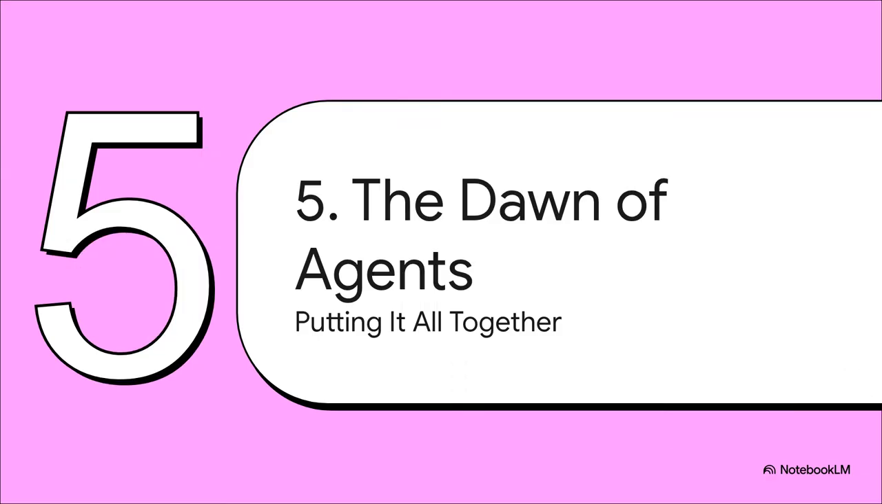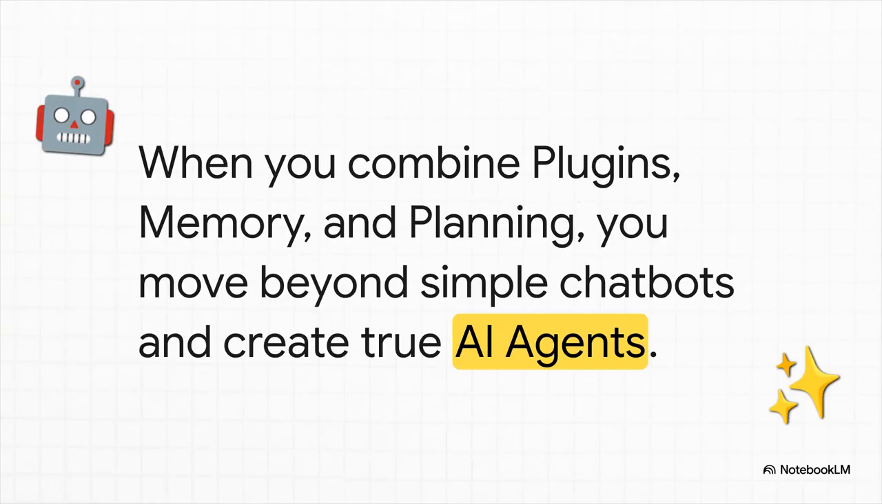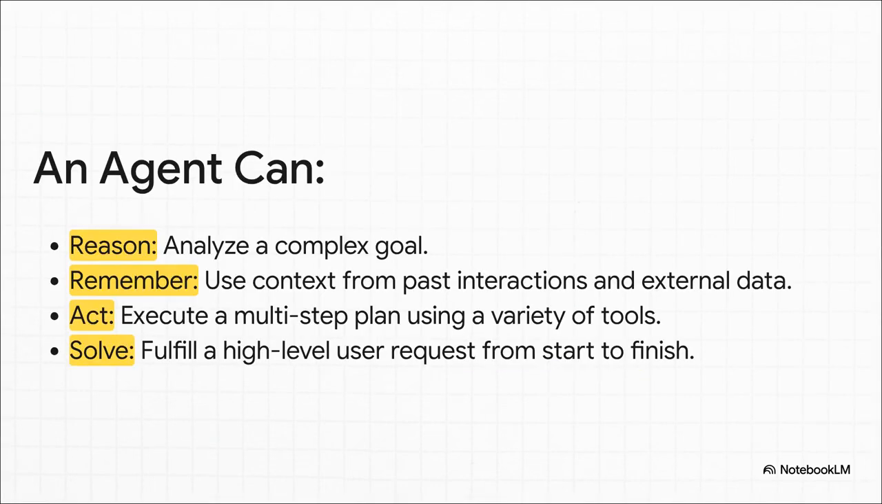Okay, so let's put it all together. We have plugins, which are the hands. We have memory, which provides the facts. And we have the planner, which is the brain. So, what happens when all of these things work in harmony? What you get is something way, way beyond a simple chatbot. You get a true AI agent, an autonomous system that can understand and achieve really complex goals all on its own. And this is the whole point, right?